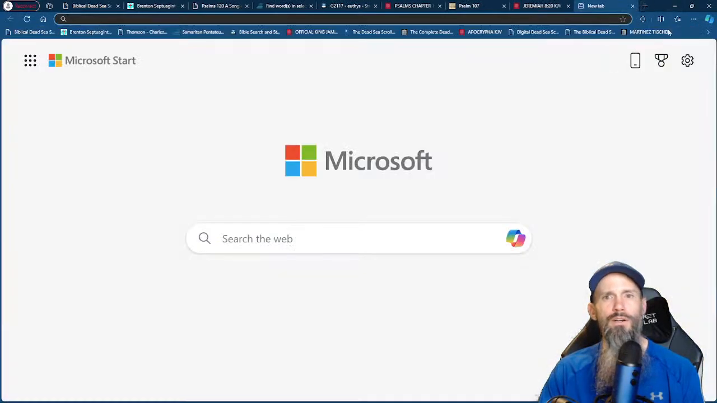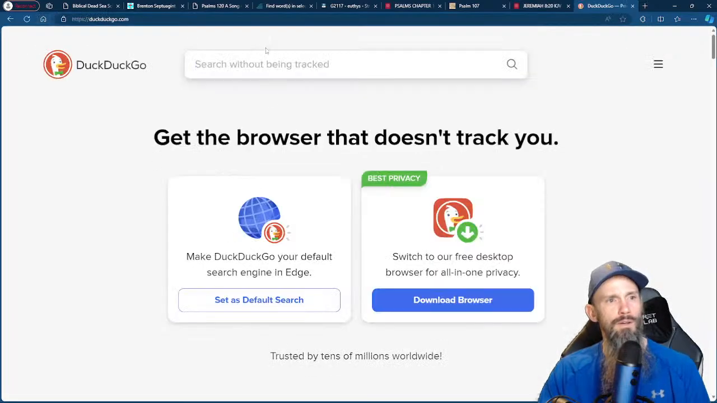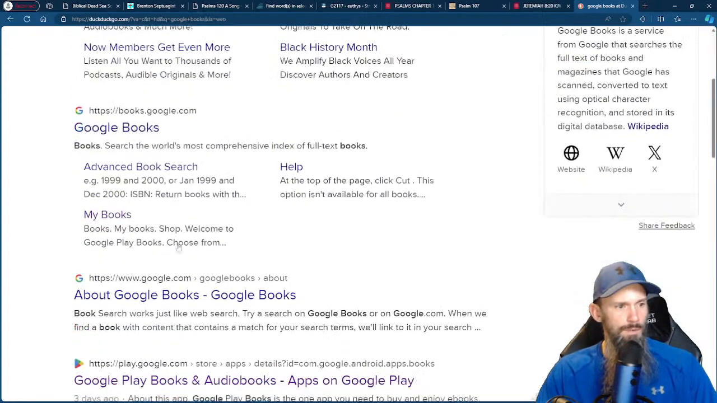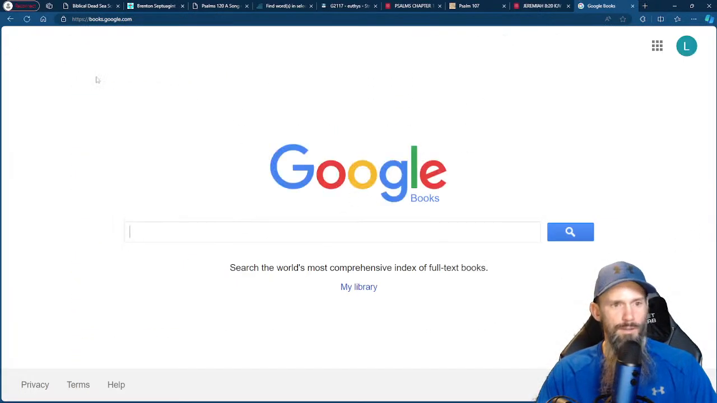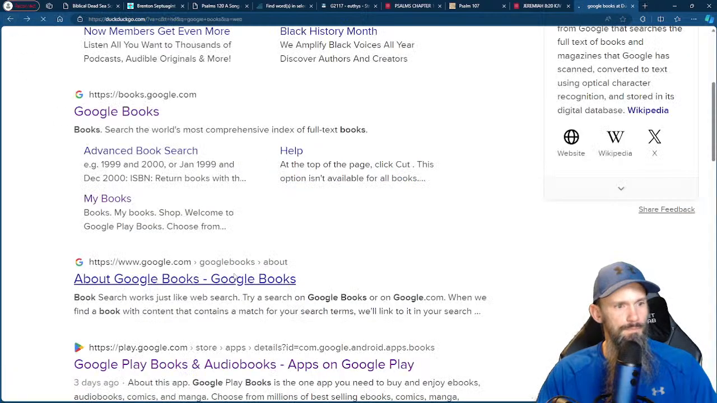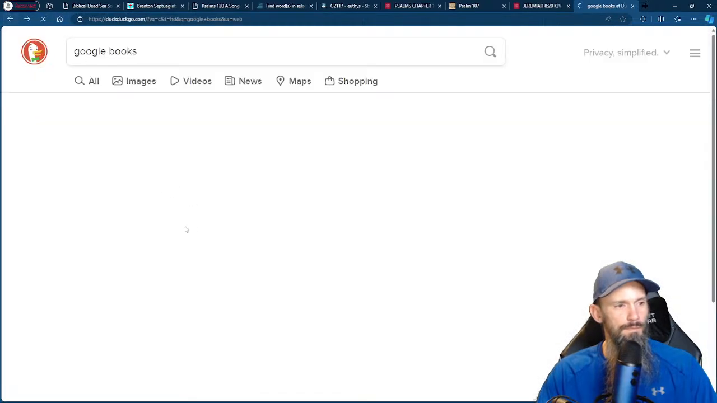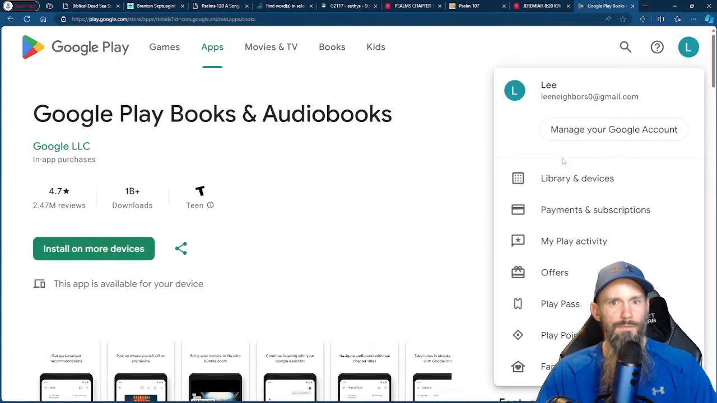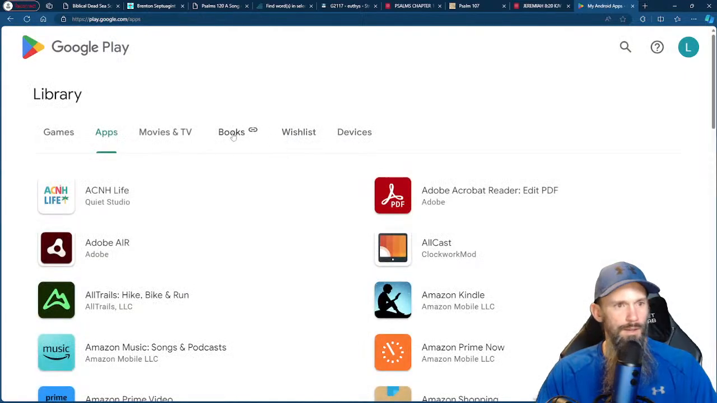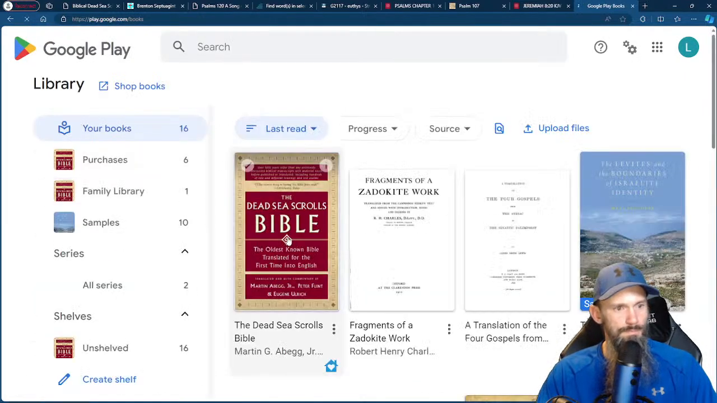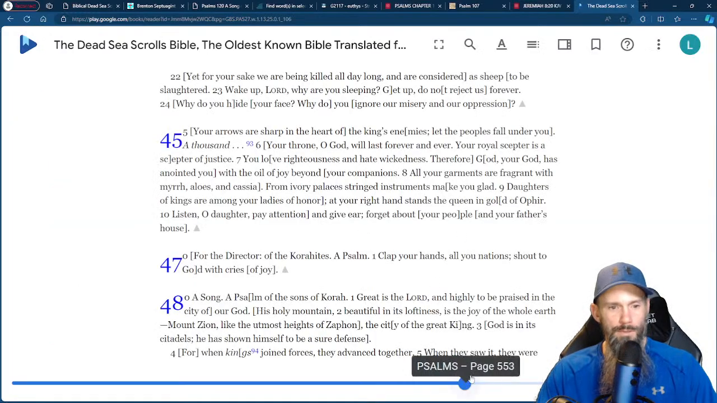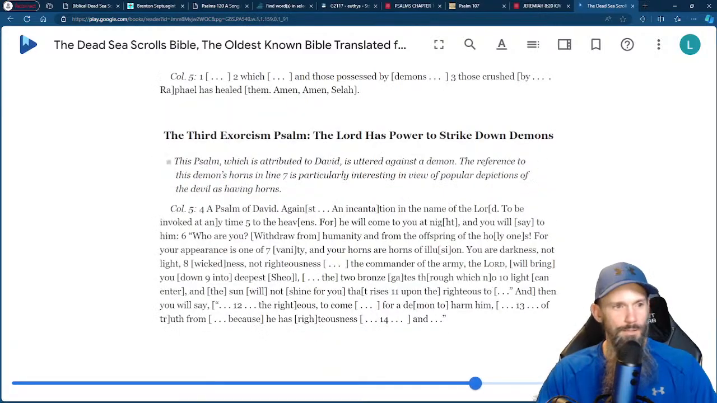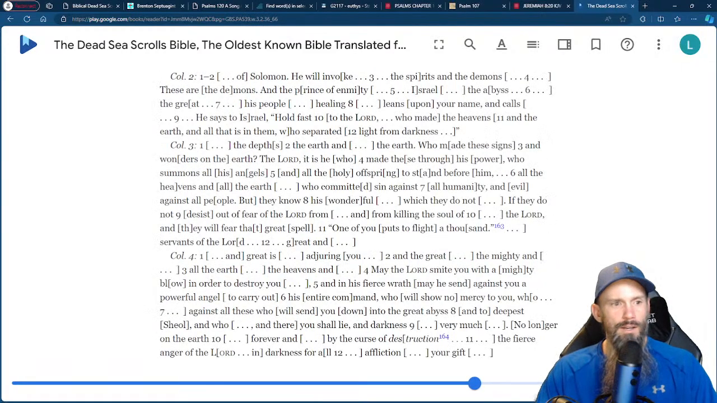And where's that at? Oh. My books. I'm gonna look at something here. I got that really small.